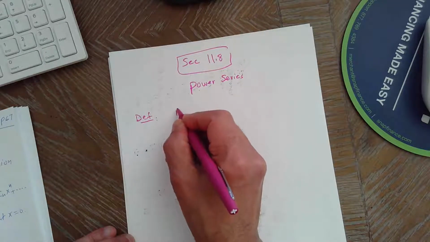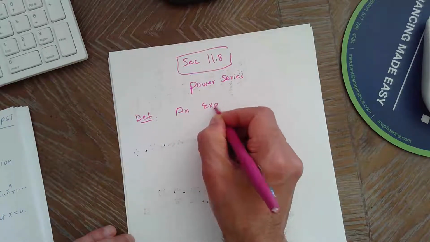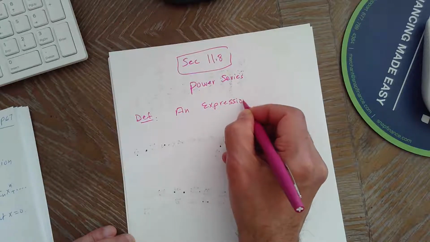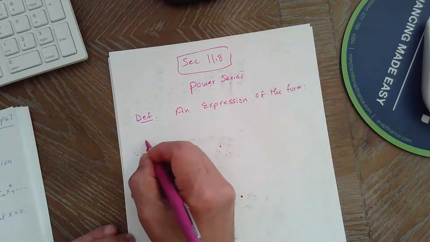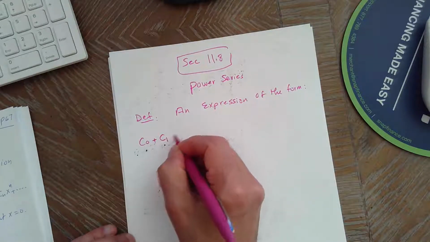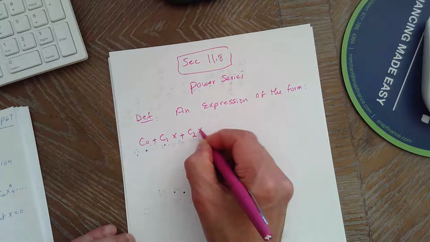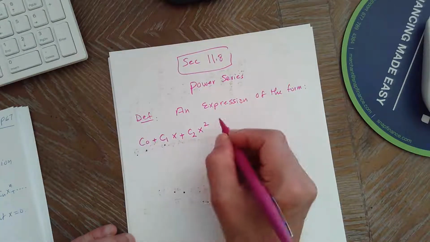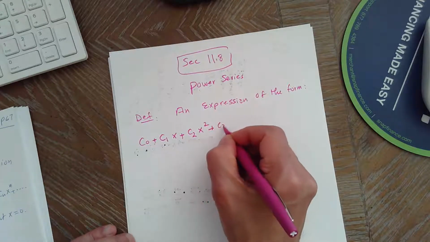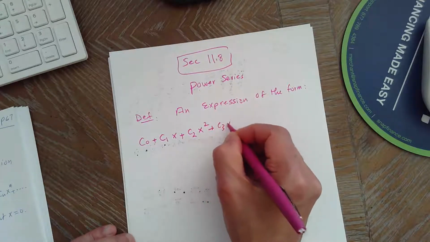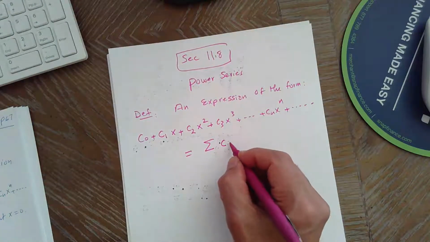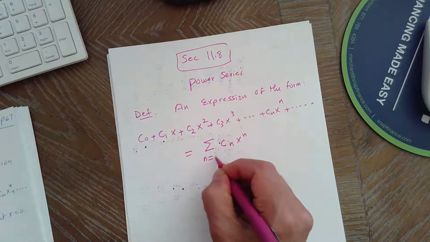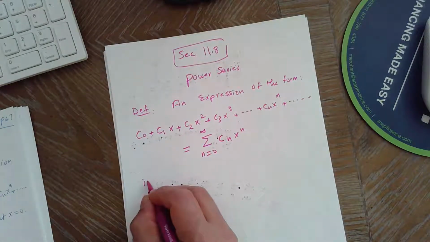So an expression of the form C0 plus C1x plus C2x squared. Notice the indices are changing with the exponent. C3x cubed plus Cnx^n. It doesn't end here, it keeps going to infinity, which is sigma Cn x^n, n equals 0 to infinity. Is called a power series.